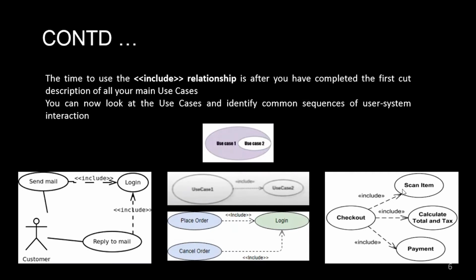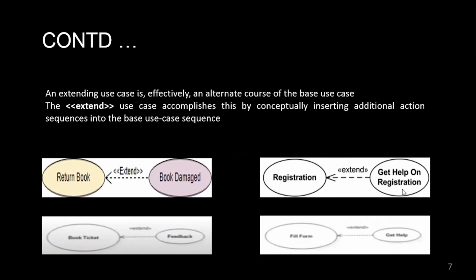after we have first represented our main use case. Then we can identify what the other functionality is that needs to be done to complete this functionality, and we can add those in sequence. After that, the extend relationship.